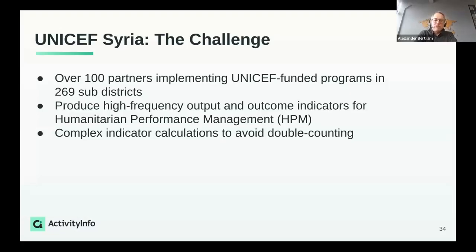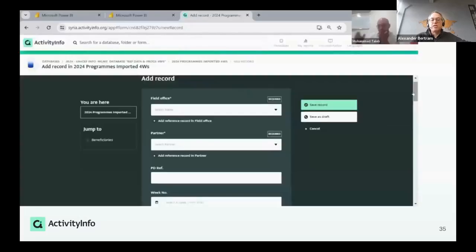The last thing that made this case quite challenging for them was the complex indicator calculations. They were doing so many different activities, but they didn't want to report double counting. So, if you have two partners both doing education activities in the same district, there's going to be some overlap, and you don't want to just add those reports together. So we'll look at how they manage that.